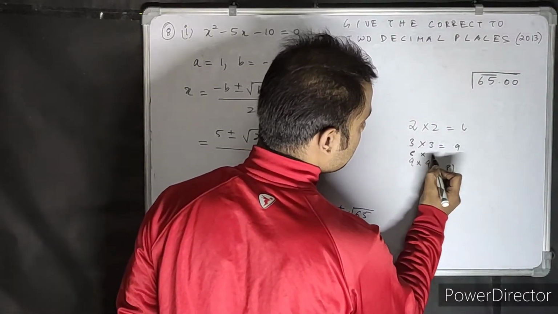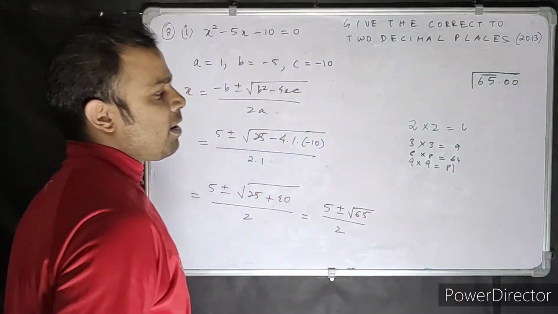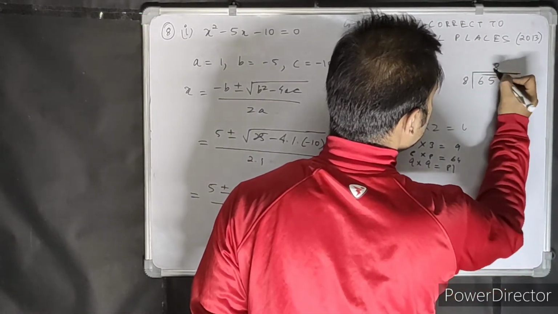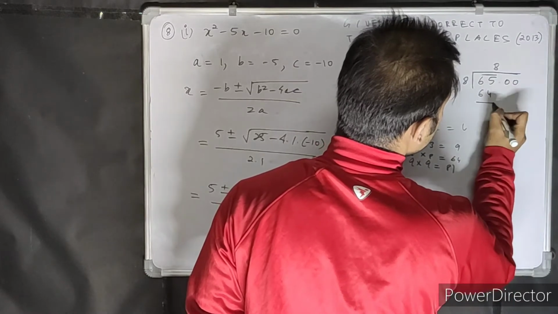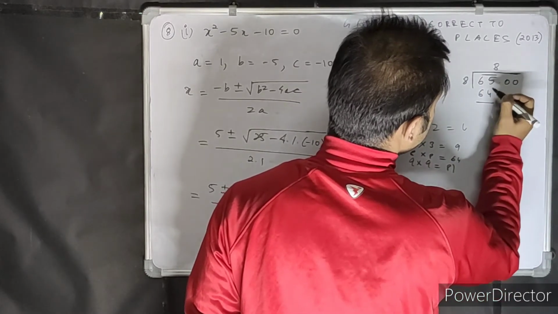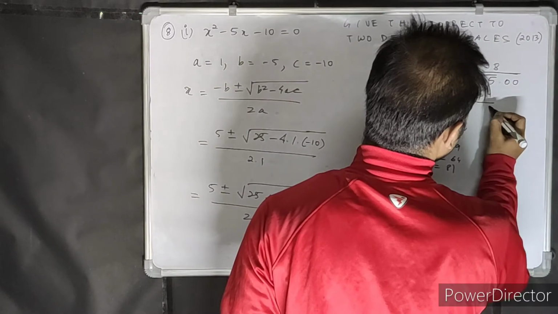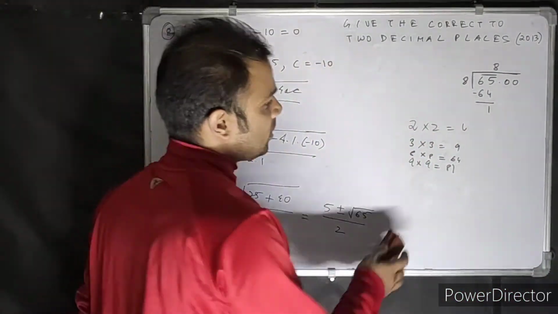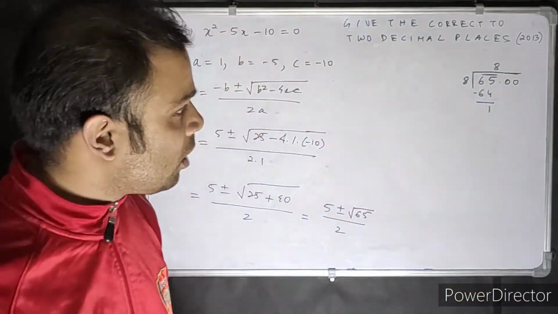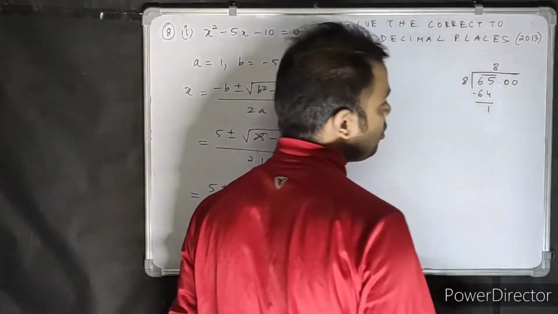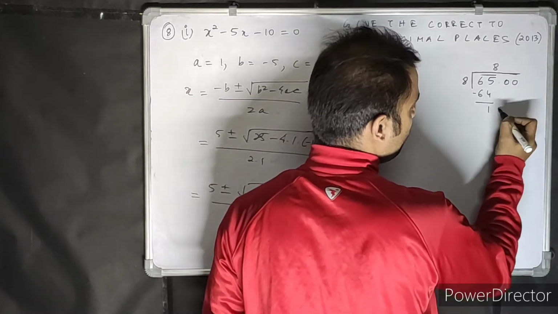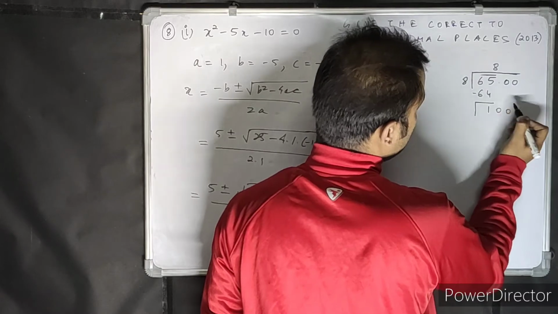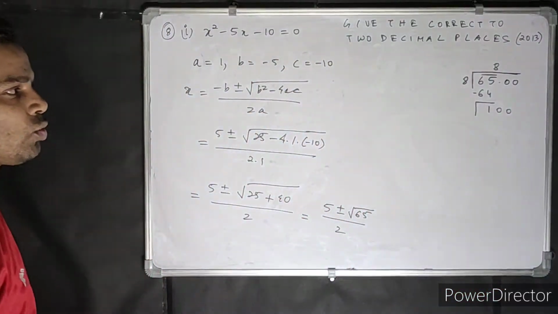So 8 into 8 is 64. Write an 8 over here, and write an 8 over here, and write 64. Now subtract it, and bring the 1 down here. Now from here what you need to do is bring 2 zeros down. You cannot bring just 1, you have to bring 2 zeros down.